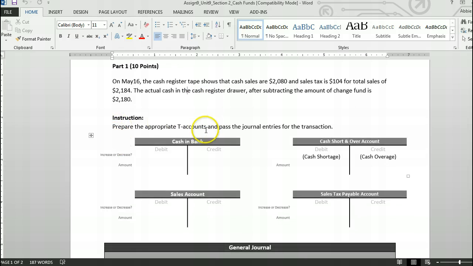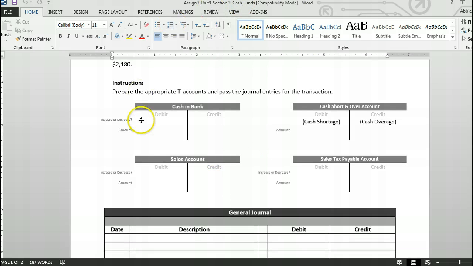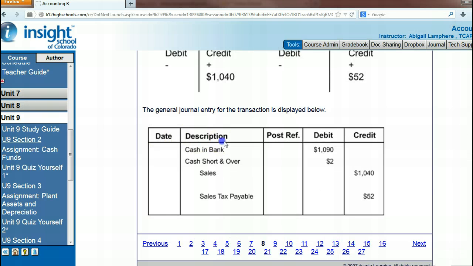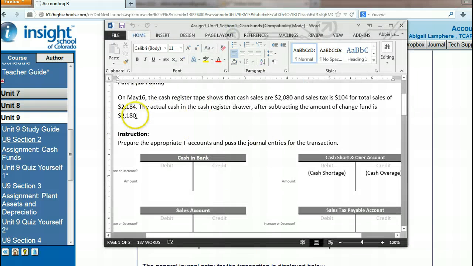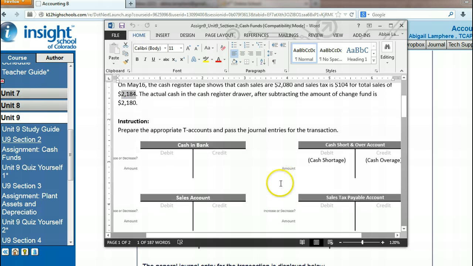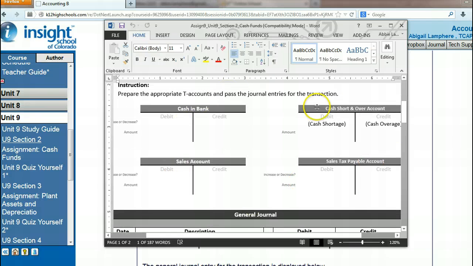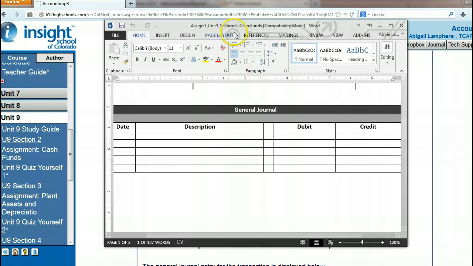Now we need to prepare the T accounts to record this transaction. I'm trusting you to be able to do this on your own because it's exactly like this transaction. This was a shortage that we accounted for, and the same goes for this assignment. It's a shortage. We don't have enough money to cover what we should be covering for sales that day. So record the correct amounts in these T accounts and then record the correct journal entry for that.